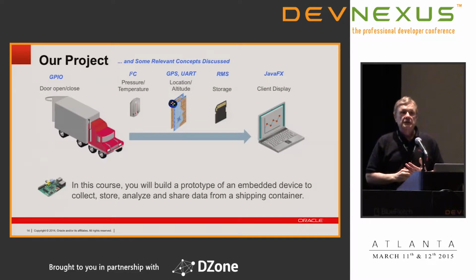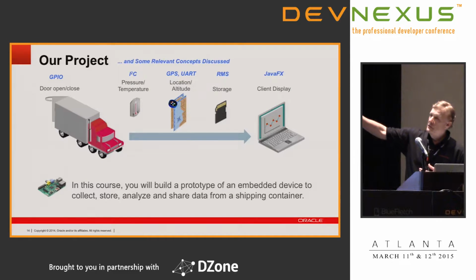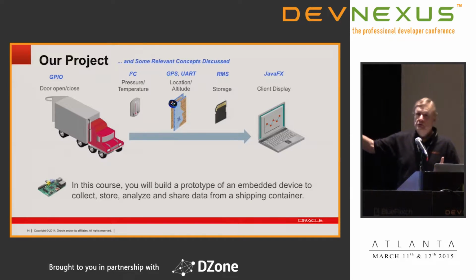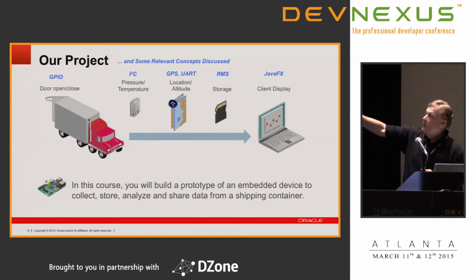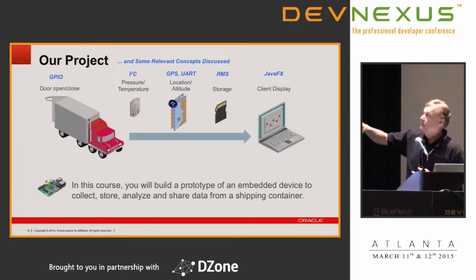So the project that's in the Massively Open Online Course is this idea where you've got a truck that's delivering flowers or vegetables, something perishable, and we want to know through its journey when the doors have been open, what the temperature in the truck or in the trailer has been, the location at different points in the journey, and what the altitude and location has been.